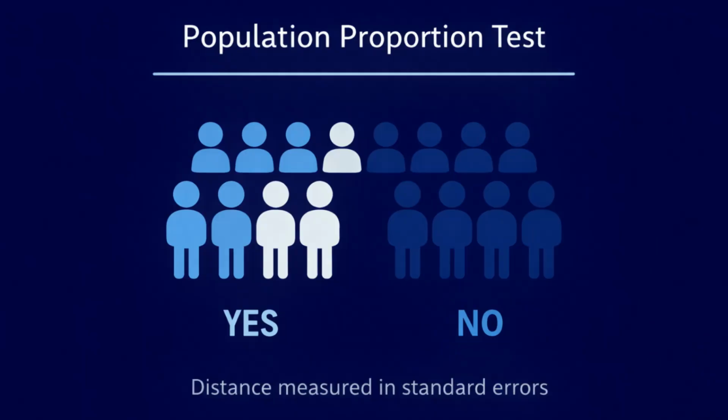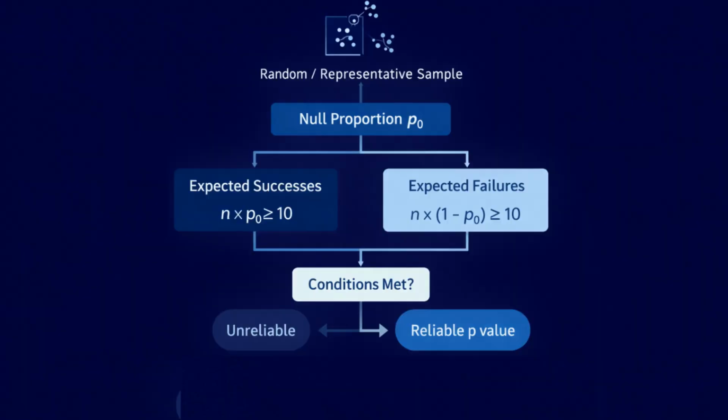Let us begin with hypothesis tests for population proportions. These tests are used when the data are categorical and each observation is a yes or no outcome. Before performing a proportion test, check conditions. The sample should be randomly selected or reasonably representative. Use the null proportion to calculate the expected number of successes and expected number of failures. Both expected counts should be at least 10. These expected values are based on the null proportion, not the sample proportion. If these conditions are not satisfied, the p-value may not be reliable.